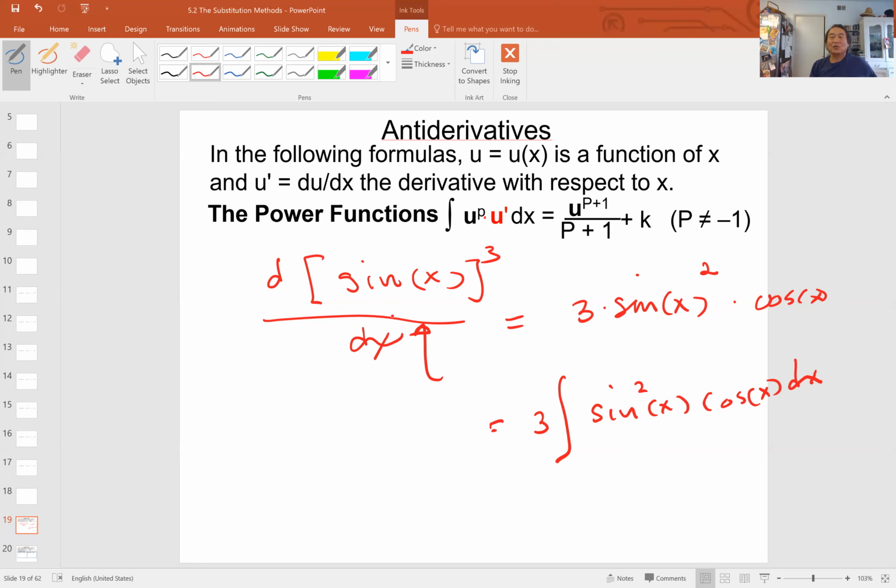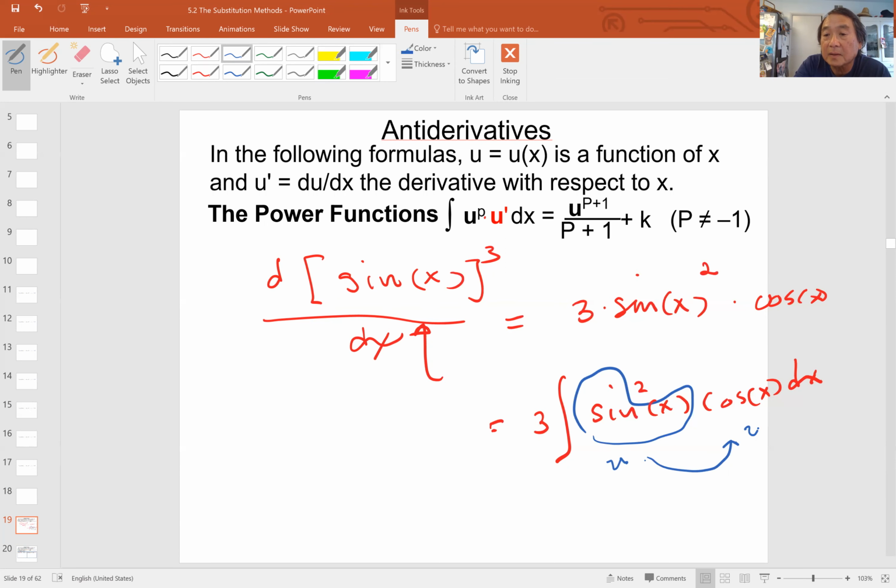And the problem is, how do I get back to that? This is what I meant by u and u prime. The u is going to be the sine, because the derivative of sine is cosine, and there it is: its derivative, u prime, multiplying. So this is of the form u squared times u prime, and this enables me to integrate. This will be changed back to integrating u squared, and we will go through that step by step.